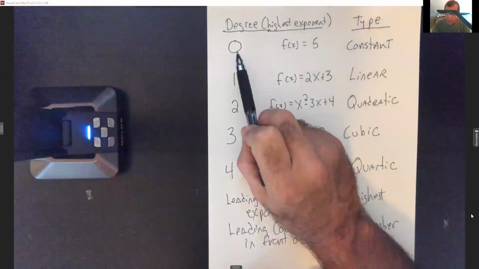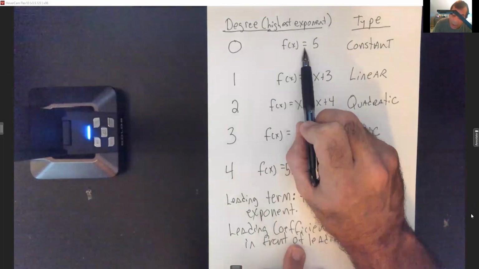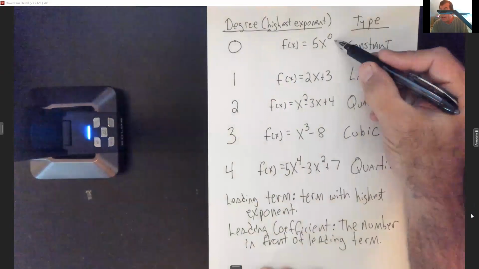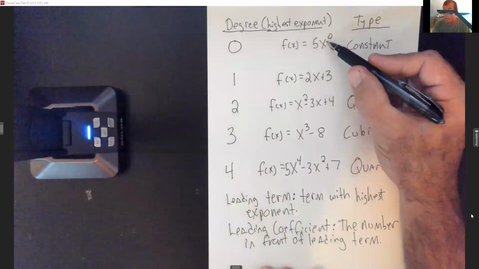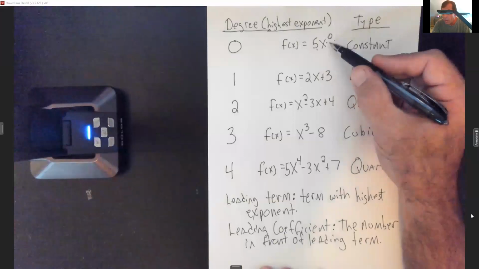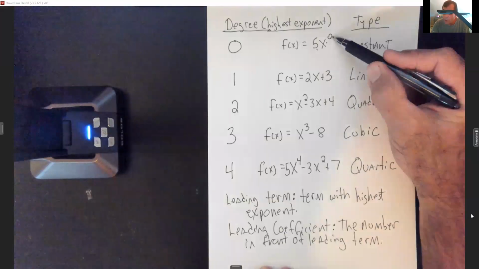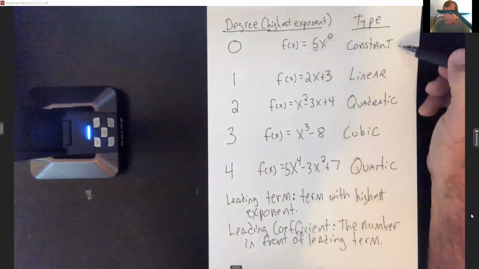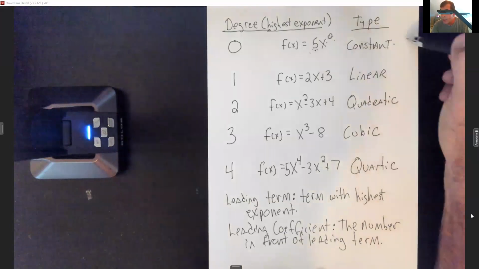So if you got a 0 degree, which means you got something like f of x equals 5, because remember, if you had a variable there, it would be like x to the 0, but remember, anything to the 0 power is 1. So this is basically 5 times 1, which is 5. That's why we don't have to write the x when the degree is a 0, okay? Now, if it's got a 0 degree, or if it's just a number by itself, like f of x equals 5 like I had, that is called a constant polynomial because it's a horizontal line and it never changes. It's always 5.